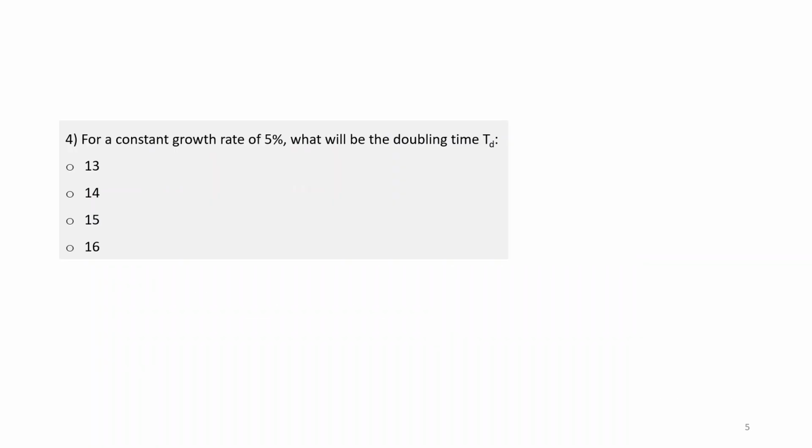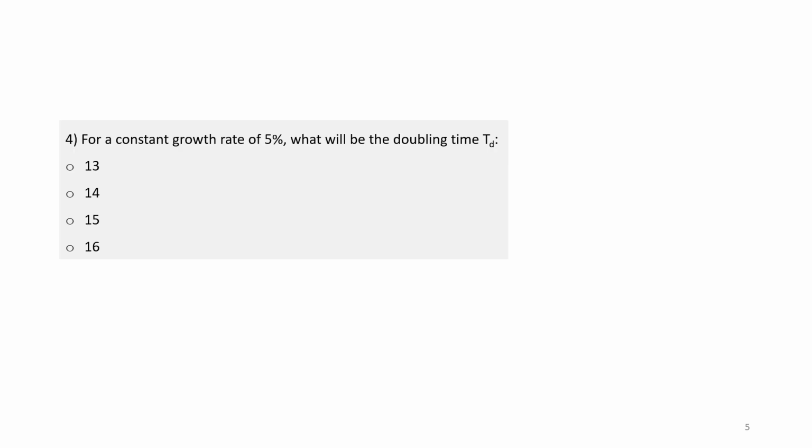Next question is, for a constant growth rate of 5%, what will be the doubling time, TD. So doubling time is in how much time your production will double in size. So your options are 13, 14, 15 and 16.